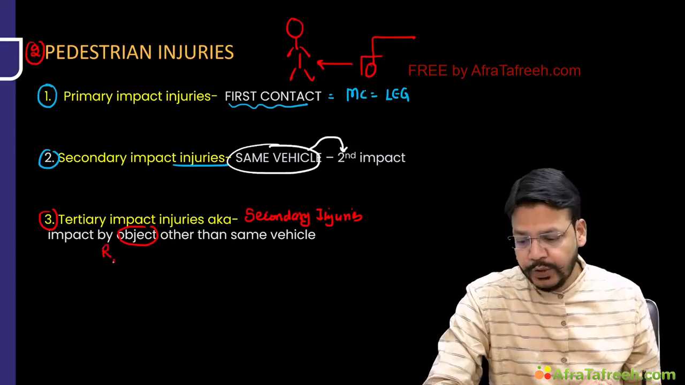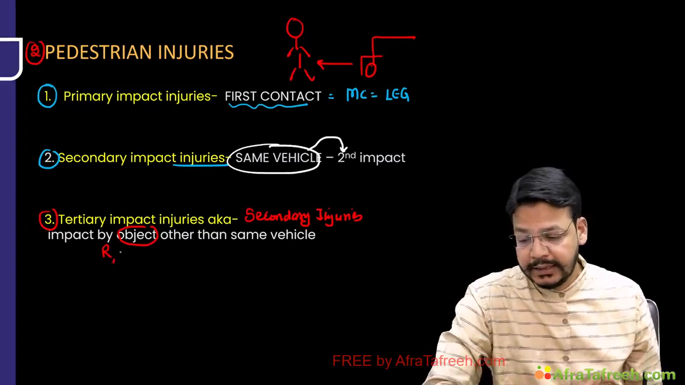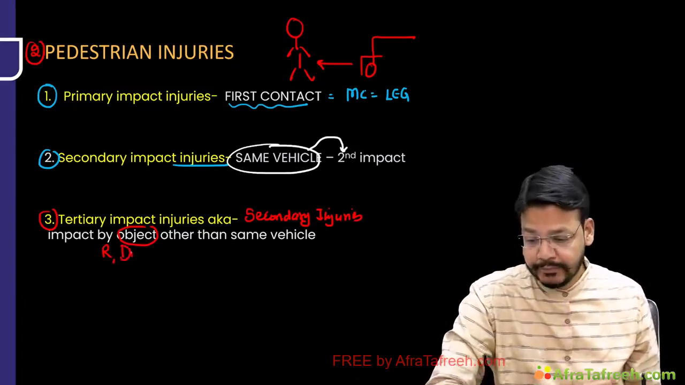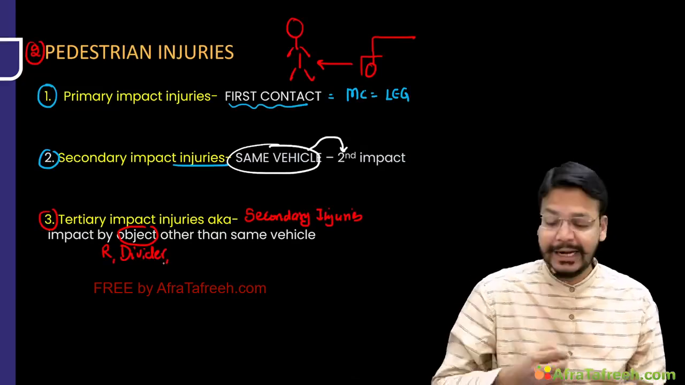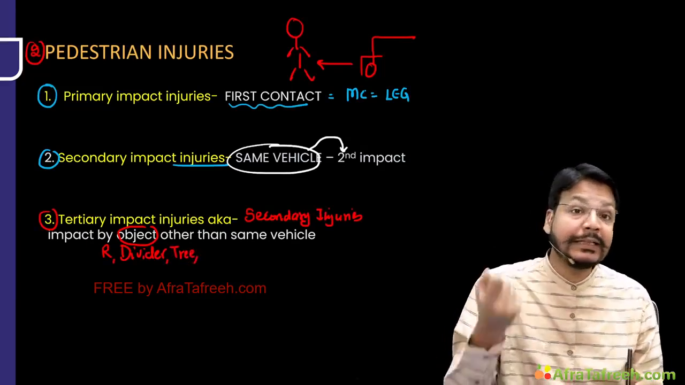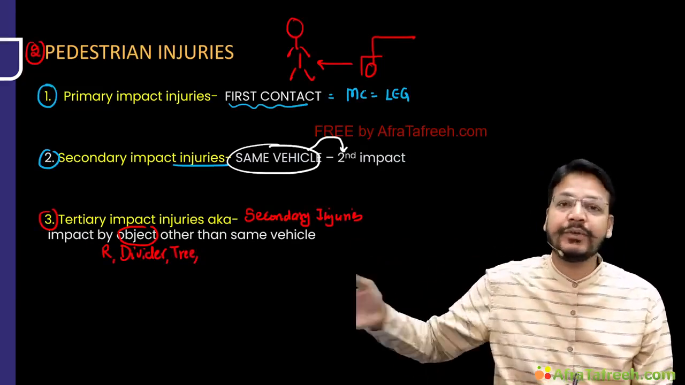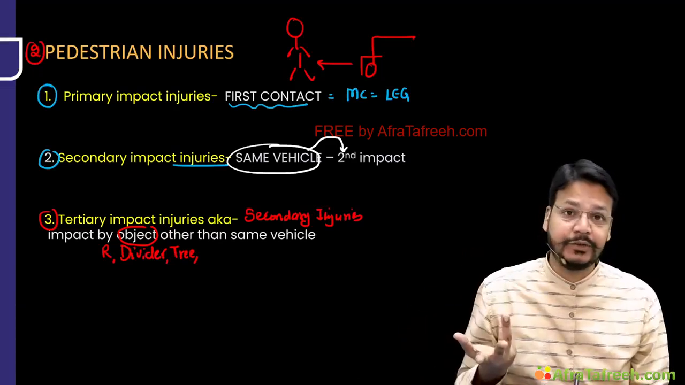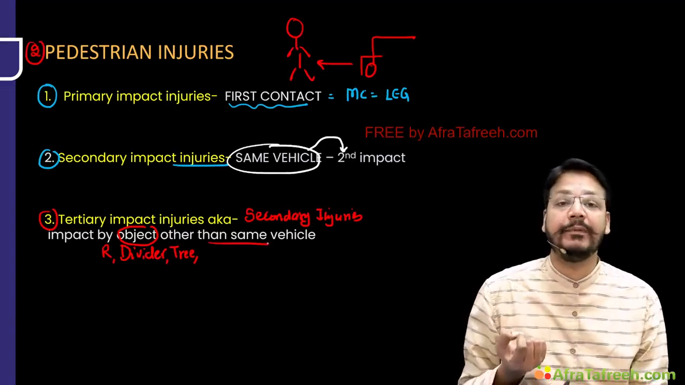This object could be the road. This object could be, like you can say, a divider. This object could be a tree. And this object could be some other vehicle. Like some truck is coming from the other side. It can be this one also. So it is by some other object other than the same vehicle.